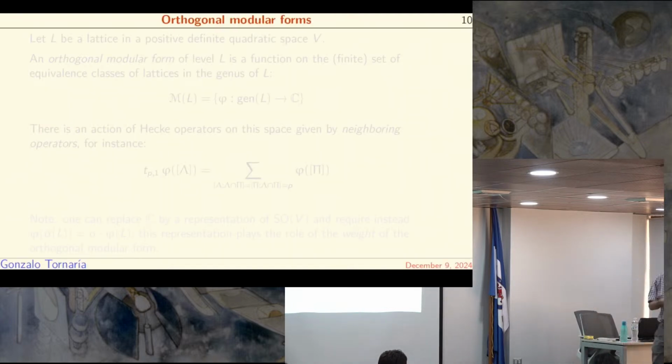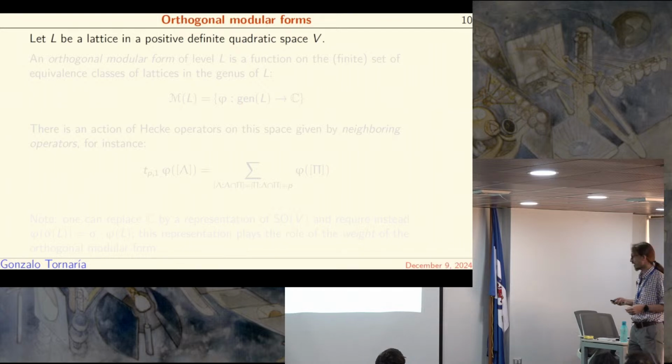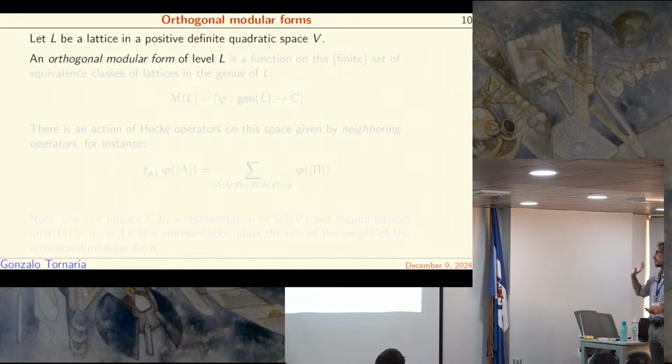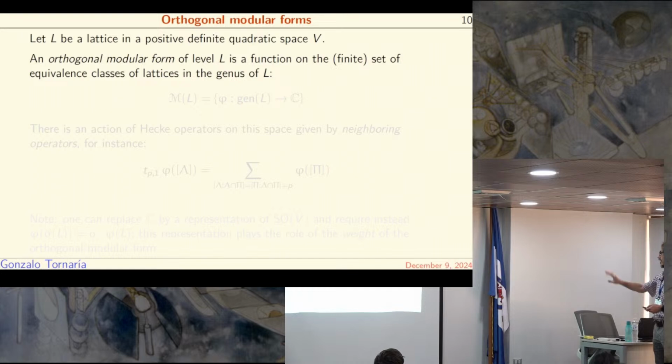So again, now it's a crash course on orthogonal modular forms. We start with a lattice in a positive definite quadratic space. I always talk about definite spaces because this makes computations easier: it gives us groups that are compact at infinity, so we can just not worry about infinity. That's the advantage from a computational point of view. So an orthogonal modular form, this is the simplest definition. You have to be more general than this, but it's a nice first definition.